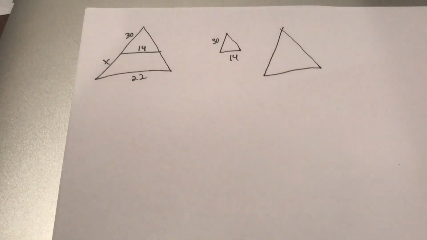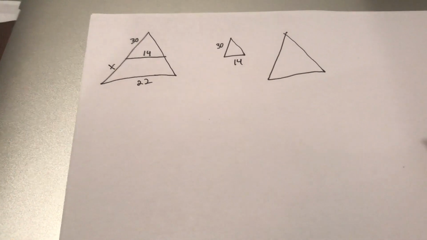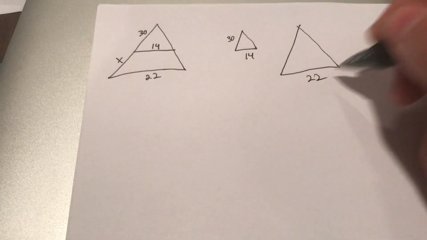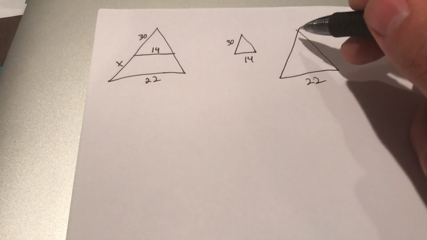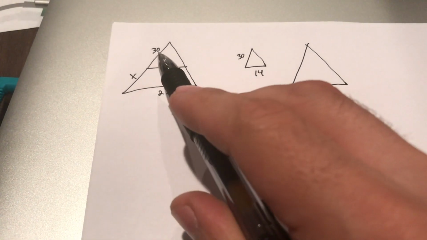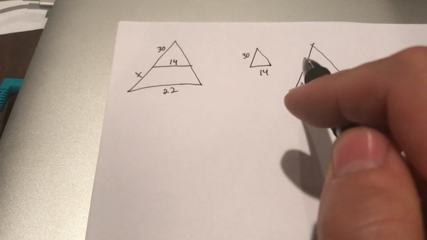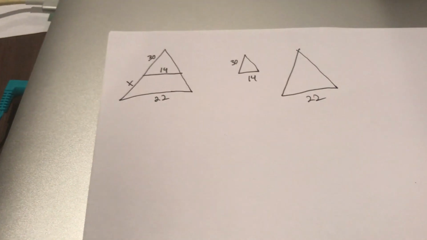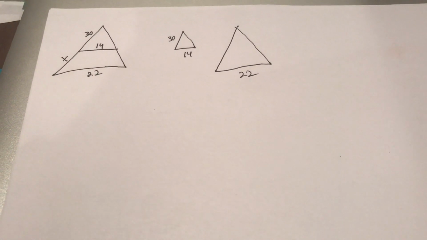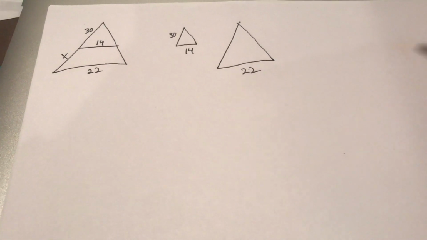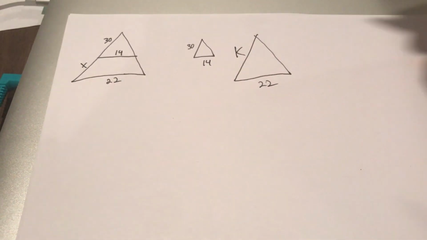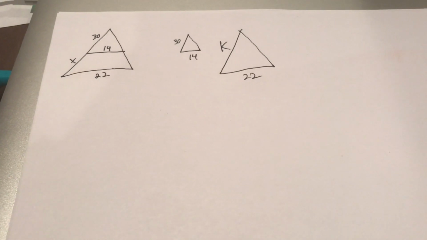And then I have the larger one that this small one is inside of, where this is 22, and I don't know what this whole length is, because notice there's an x here, and there's a 30. I could call this x plus 30, but that's going to complicate our lives. So I'm going to call this a different variable, okay? Since I don't know it. Let's call this k, for whatever reason.